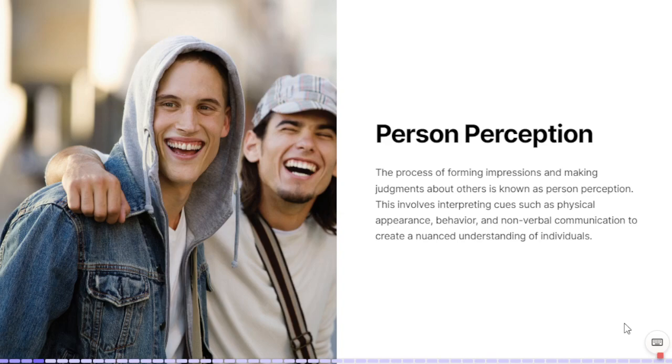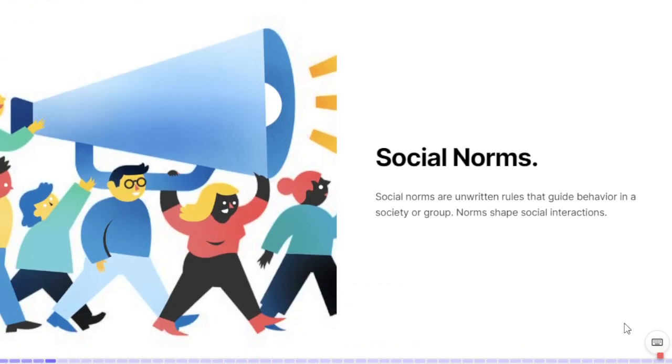Next is person perception. It is the process of forming impressions and making judgments about others. It involves interpreting cues or signals, for example, physical appearance, behavior, and nonverbal communication, to create a more complex and in-depth understanding of individuals.